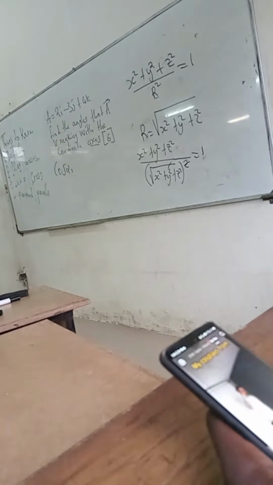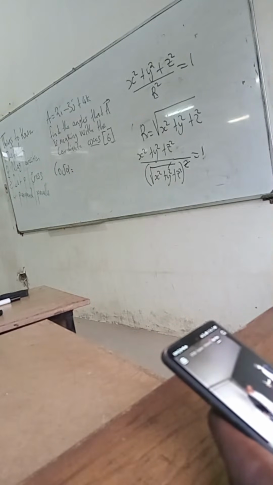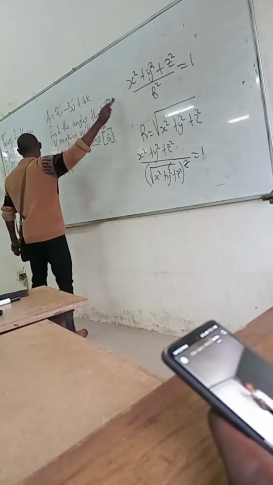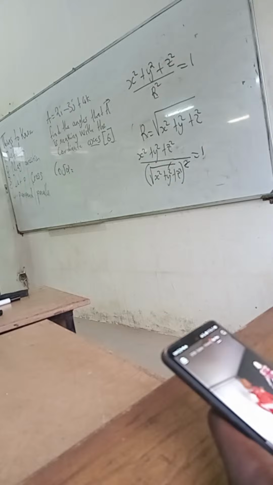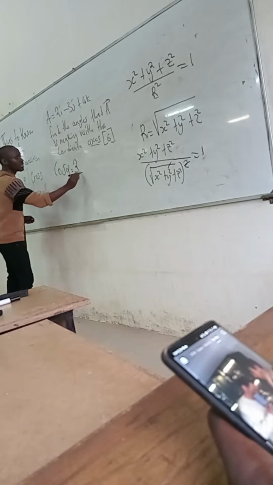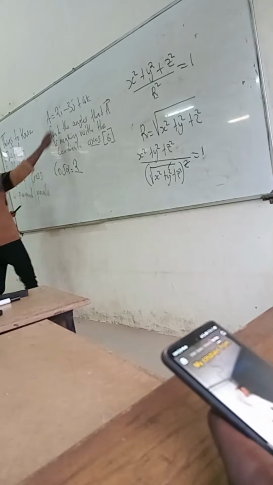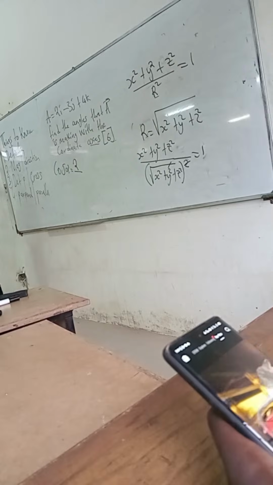How do you find cos alpha? Get the x component of this vector and divide it by the magnitude of this vector. What is the x component? 2. Now, what is the magnitude of vector A? You say this one squared plus this one squared plus that one squared, everything under the square root.